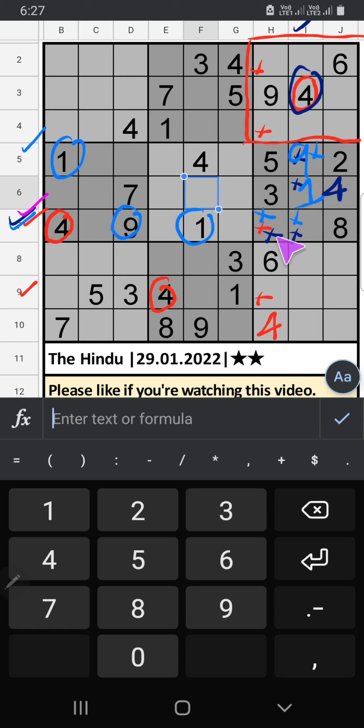7th row, only 2 numbers are remaining, 6 and 7. Column H we have 6. So 6 can't come in this cell. 6 is confirmed here. Then 7 is here.